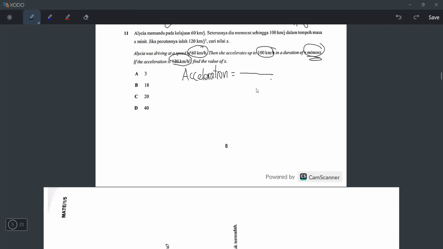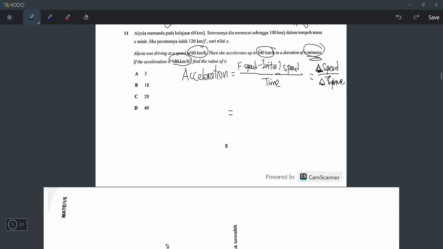It's actually speed over time. But the more detailed version of the formula is: final speed minus the initial speed, divided by time taken. Or you can also say change in speed divided by change in time. What is change? The difference, the difference in speed, like how it changed. And then the change in time.